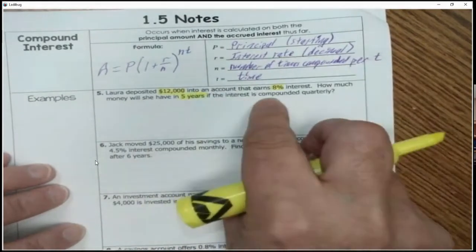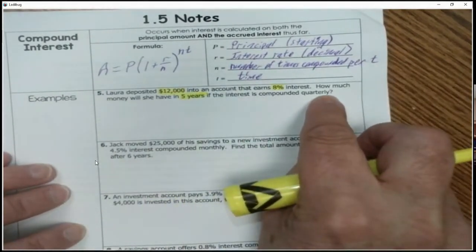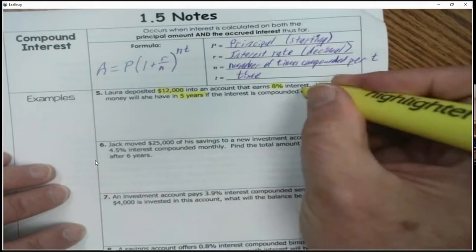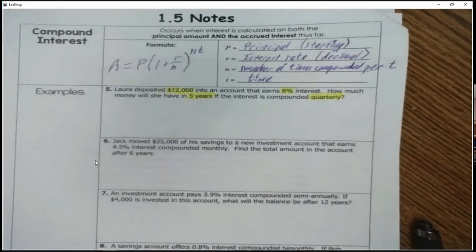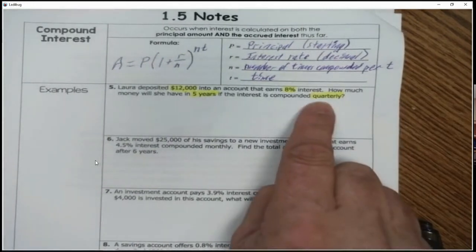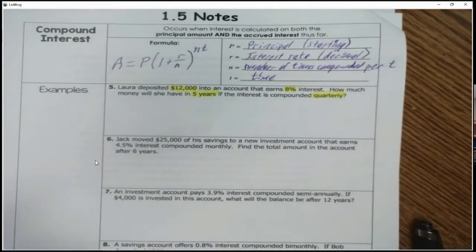If the interest is compounded quarterly, so our N is quarterly. So if something's compounded quarterly, how many times per year is it compounded? Somebody tell me that. If you compound something quarterly, how many times per year? All right, I see a 4 in the chat. Ryan's on top of it today. She's answered most of you guys' questions.